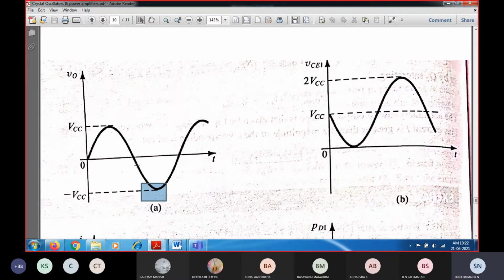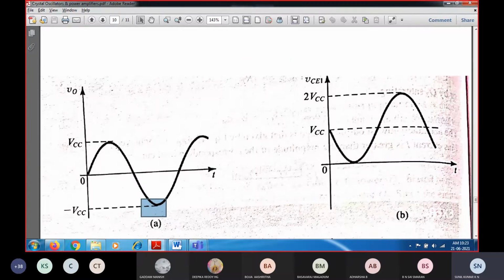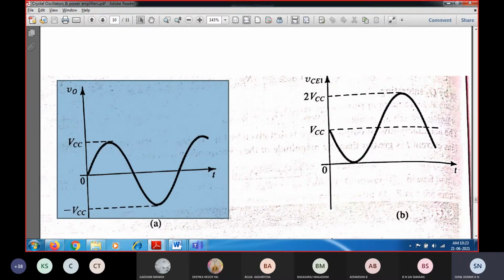So this is going to have one complete cycle. The peak to peak voltage will be equal to what? VCC minus minus VCC, that means you'll be having 2 VCC. Okay. So if we consider the saturation, this is nothing but V naught. The output voltage will be a time varying output voltage with respect to time.